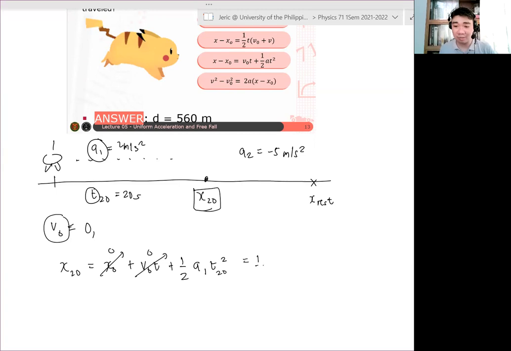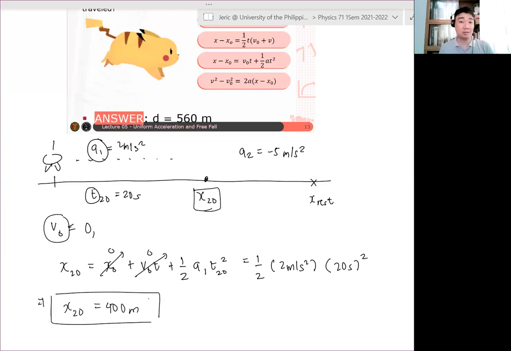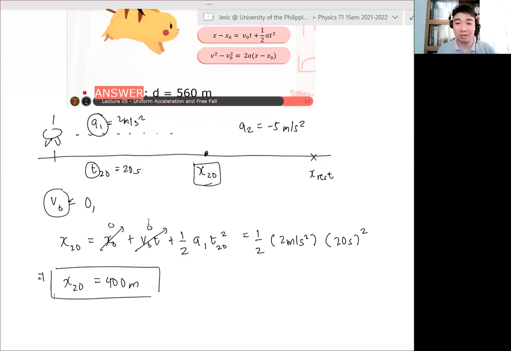And we see that this is just 1/2 of a1, which is 2 meters per second squared, times t20, which is 20 seconds, and squared. So when we solve that, the distance from the initial position, or the displacement for the first acceleration, is about 400 meters. So paki-check, 400 meters yan. Hindi pa yan yung sagot. 560 yung sagot to.